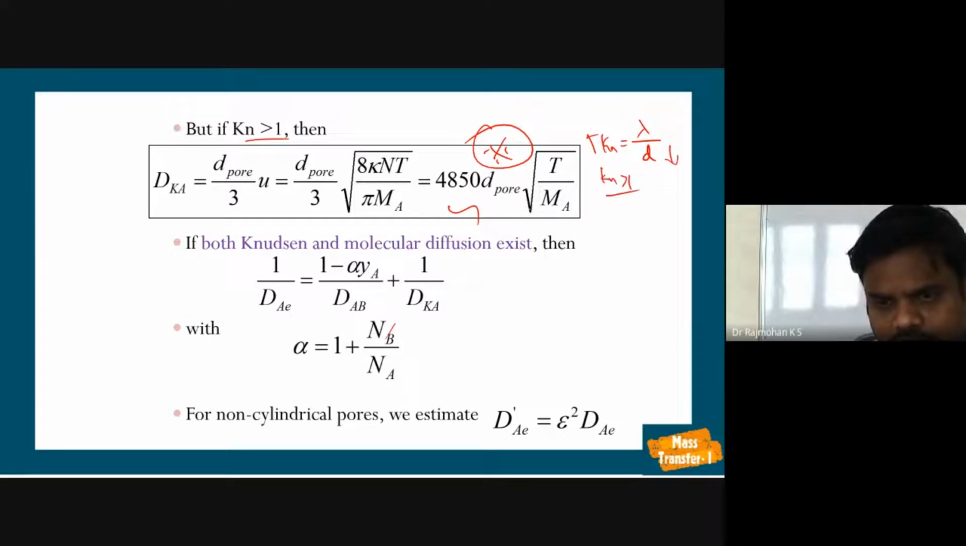This is applicable only for a cylindrical pore. For any porous material, the pore may actually be irregular, but what we assume is we are modeling it as a straight cylinder through which diffusion is taking place. All the correction factors are taken care of.